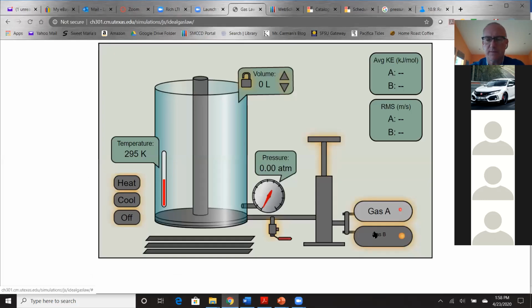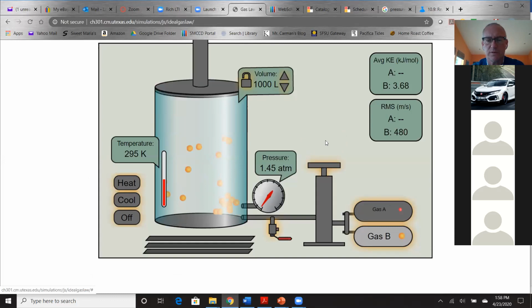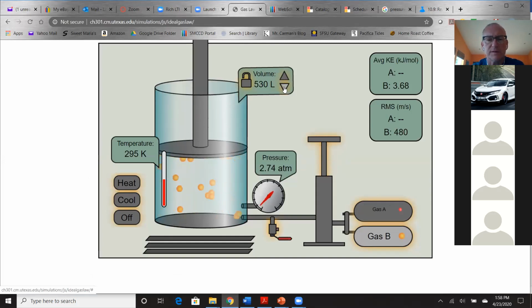So what we'll do is let's do gas B just for giggles this time. All right, so I'm going to put 1, 2, and then they go down to a certain volume, then lock it. So now it'll stay at 500 liters, okay? So now I look, I see, at 295 Kelvin, 500 liters, this many moles, 2 moles basically of gas B, this is my pressure, all right? Now I'm going to heat it up.